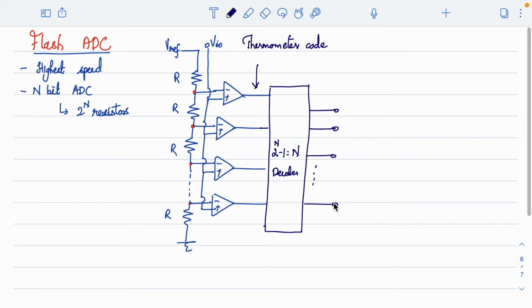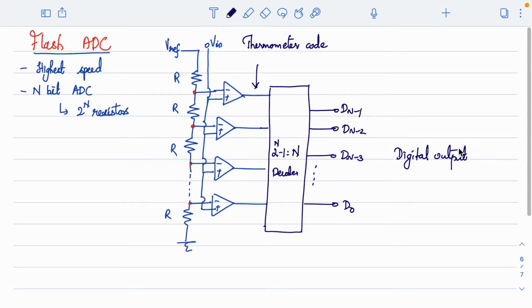So if I mark the output, I can mark it as D0, D1, D2. So this will be Dn minus 1, this is Dn minus 2, this is Dn minus 3. In general, we can write like this. So this is the digital output what we will get, right? So this is the overall architecture.